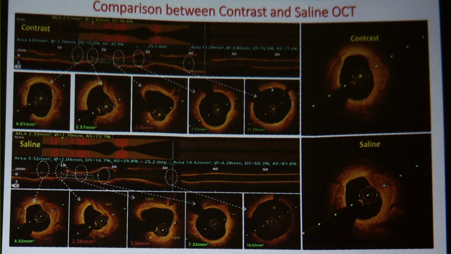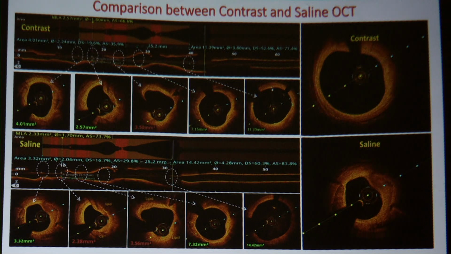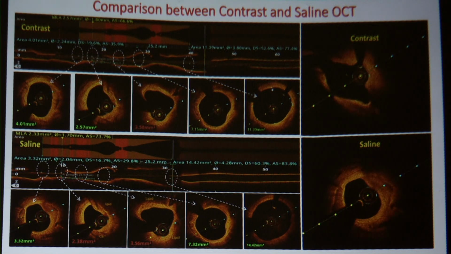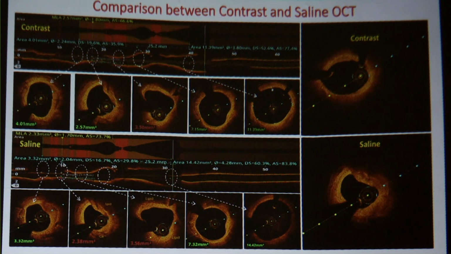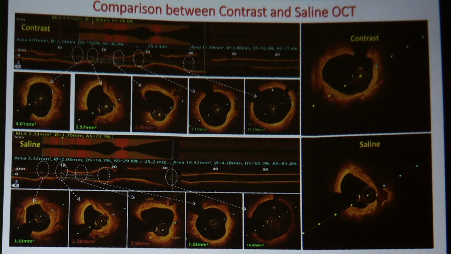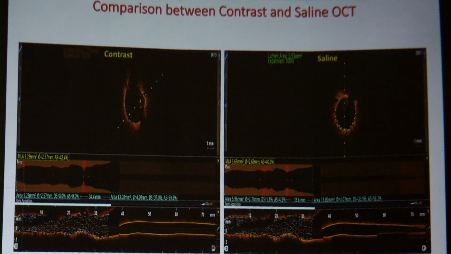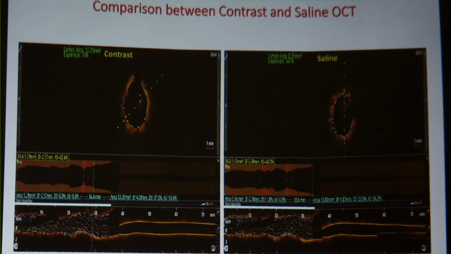What I want to emphasize is that we marked the coronary artery anatomically and tried to measure all the parameters, MLD, minimal lumen diameter, distal and proximal, at the same anatomical level. This is another example where we compared and measured the contrast and saline run. Everything that you can see with the contrast was visible with the saline. This is another example of left main to LAD PCI, and a comparison was done between contrast and saline.